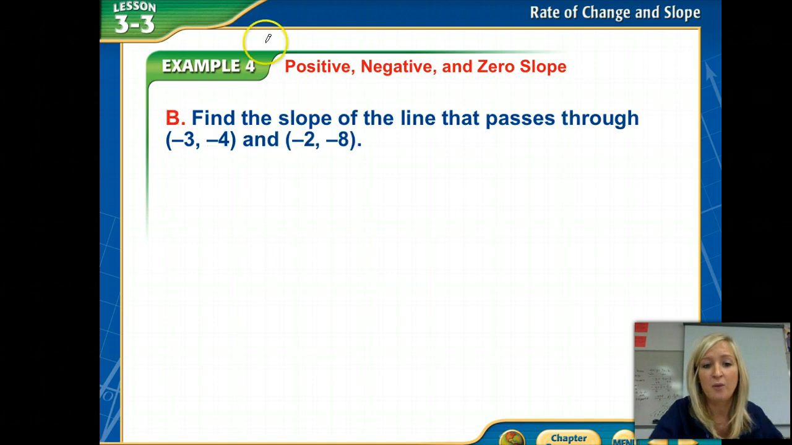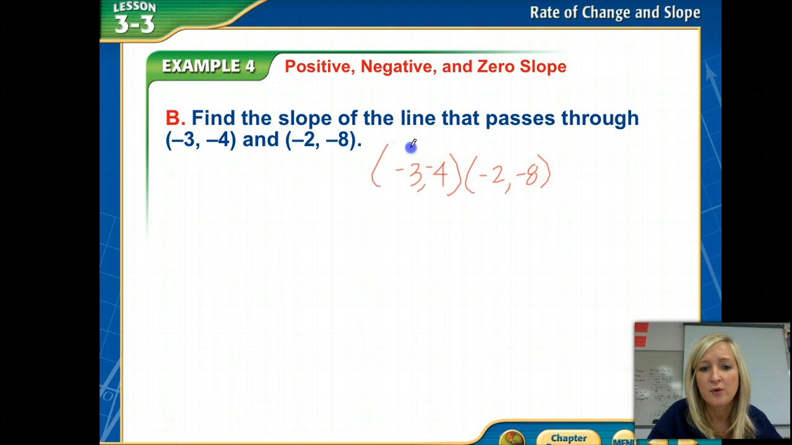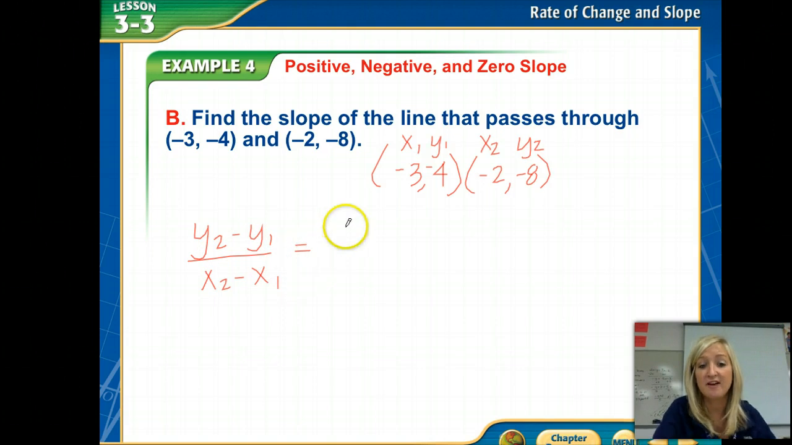So let's try another one. I have -3, 4, -3, -4, -2, -8. So again, I'm just going to put my labels on top so I know exactly which points to pull from. My equation is y2 minus y1 over x2 minus x1. Now I'm just going to plug in the variable or the points.